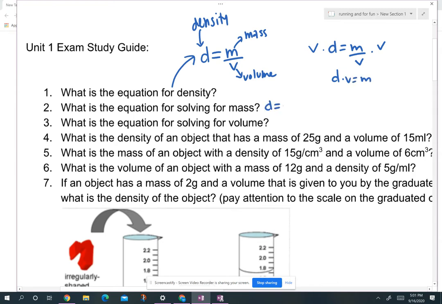So density times volume is equal to mass. We can keep on rearranging this and divide by density on both sides, and volume is equal to mass over density.